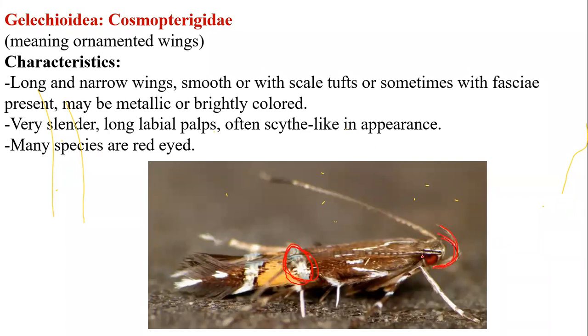You are seeing here that they have very long and slender labial palps, which often look like a scythe. And one of the most interesting characteristics of this family is that most species tend to have red eyes. You are seeing here this moth has red eyes. If you find any red-eyed moth having long and narrow wings and having long and slender labial palps, then we can be sure that it belongs to family Cosmopterigidae.